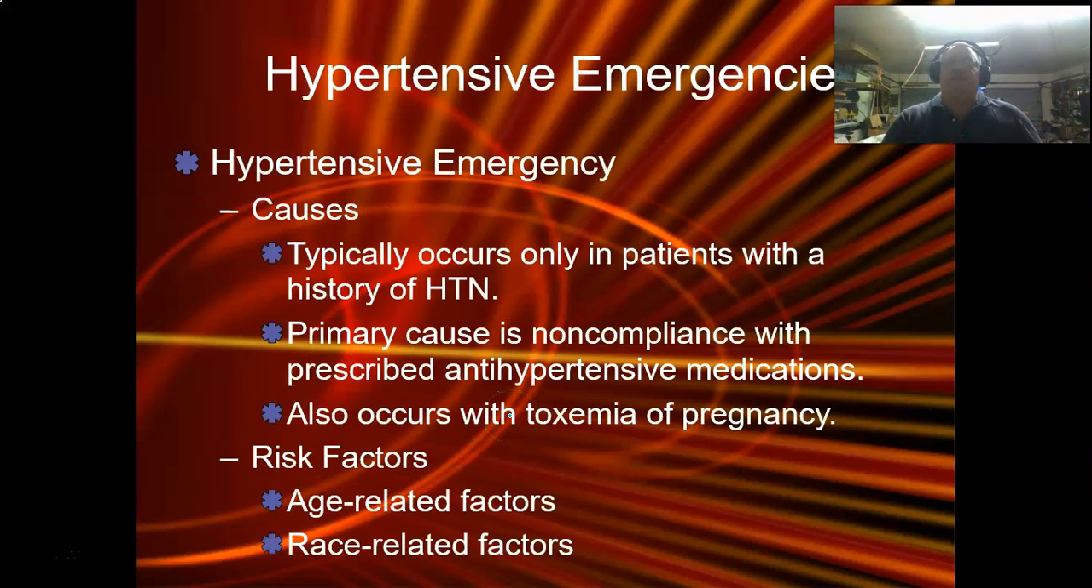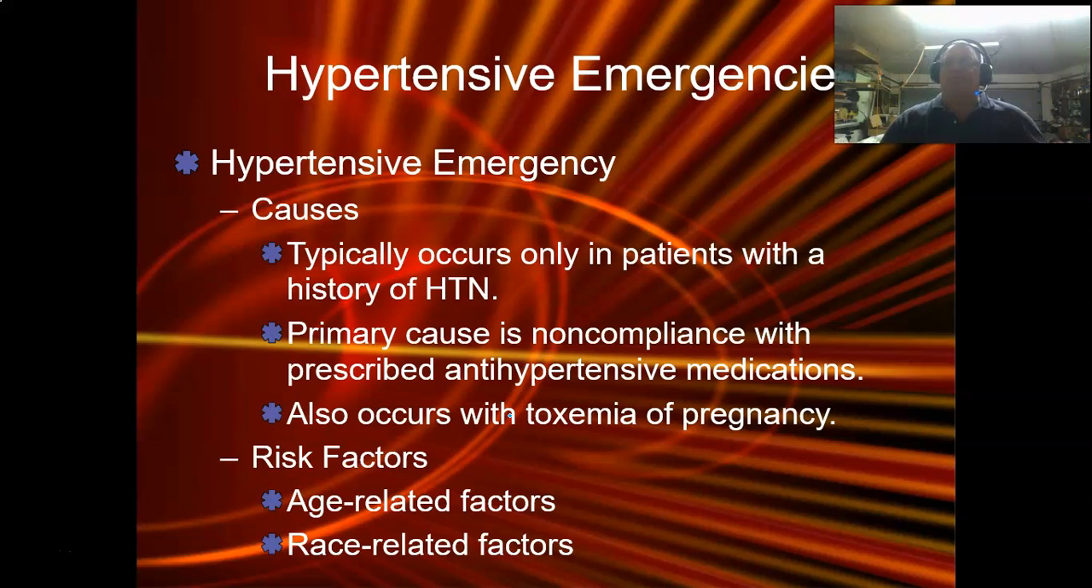Hypertensive emergencies. Usually it occurs only in patients with a history of hypertension. I'm going to stress this: there's such a thing as permissive hypertension. We're talking about a true hypertensive emergency, where you've got a lot of clamp down of the vessels due to a response within the body, okay? And the primary cause, by the way, is you didn't take your prescribed medicines like you were supposed to, okay? Toxemia of pregnancy is the other one where this can occur. And again, we use mag sulfate at that point to help lower the blood pressure on these folks, especially if they start to seize, all right?